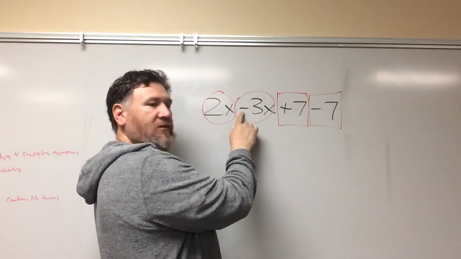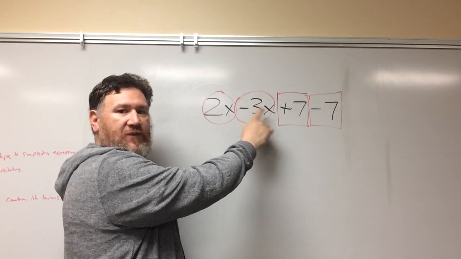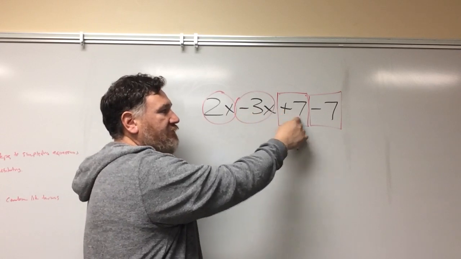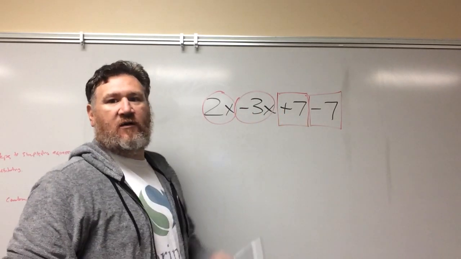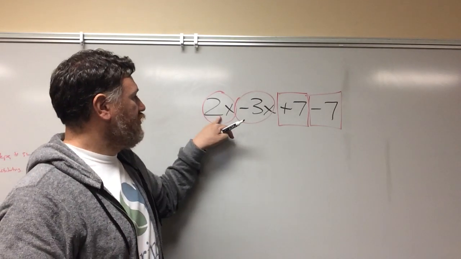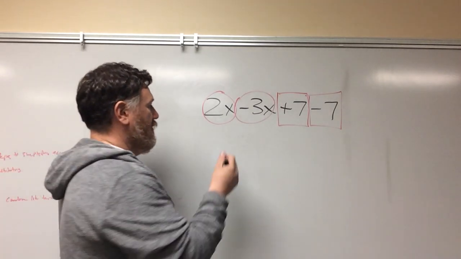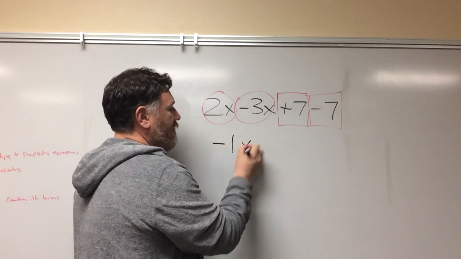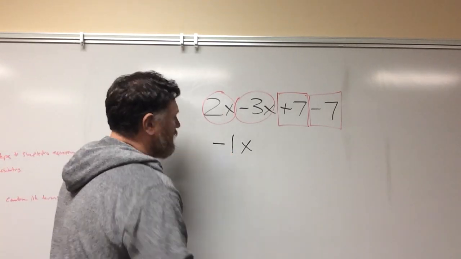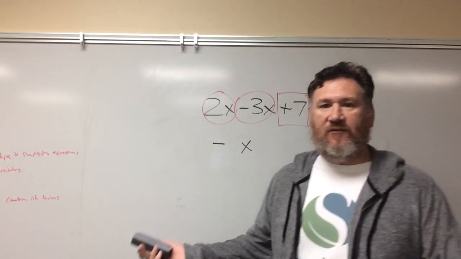Again, don't forget that these plus or minus symbols go with the number that follows them. This is negative 3x. This is positive 7. This is negative 7. Now we're going to simplify. 2x's minus 3x's, 2 minus 3, negative 1x. Do I have to have this one here? Would it be okay if I just had negative x? It would. That would be the same thing as negative 1x.